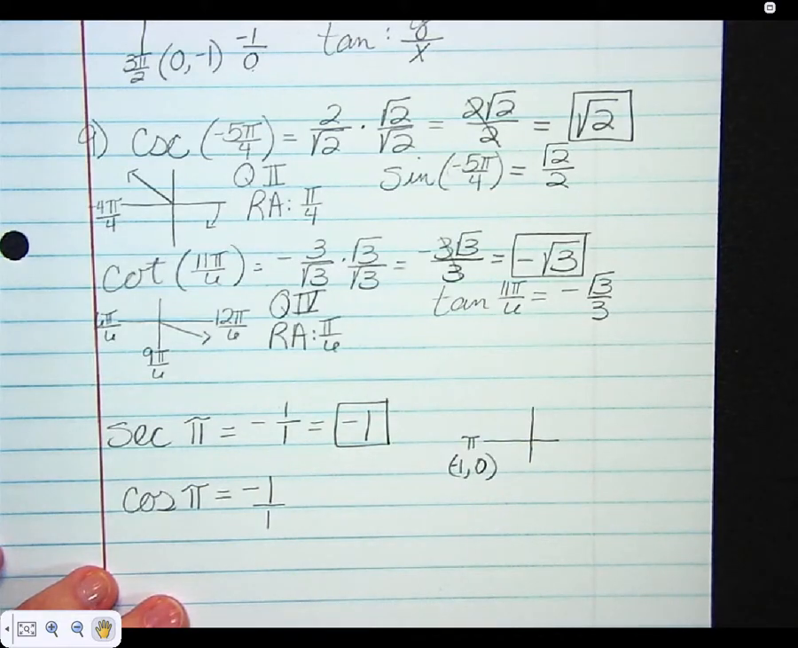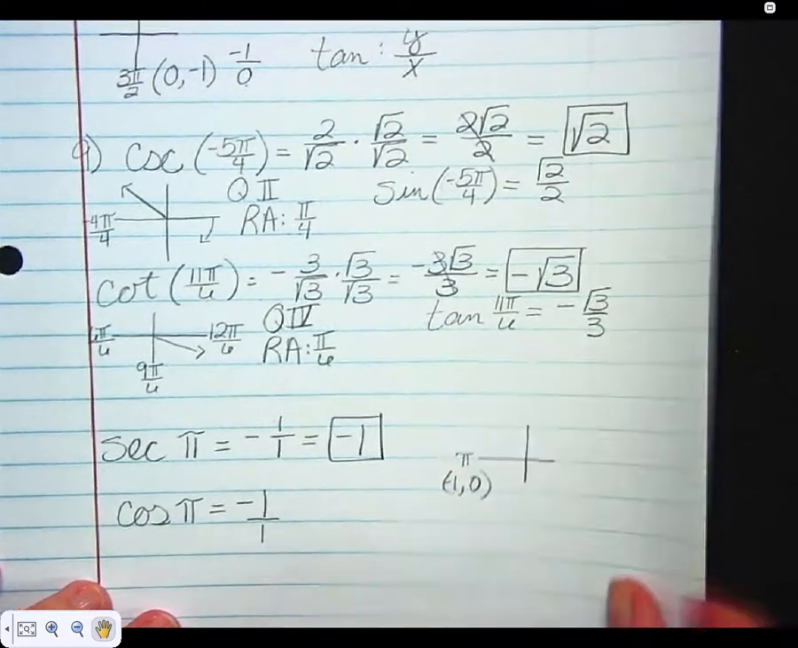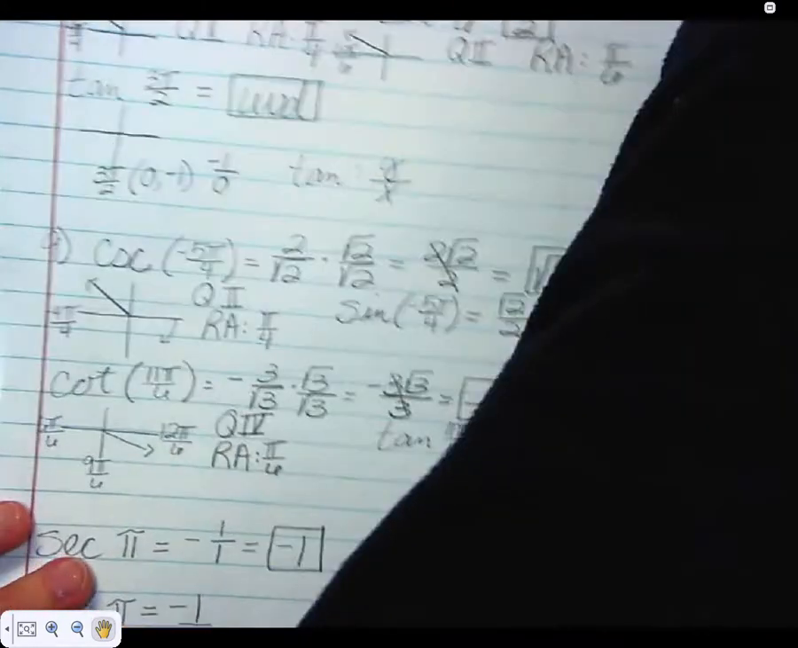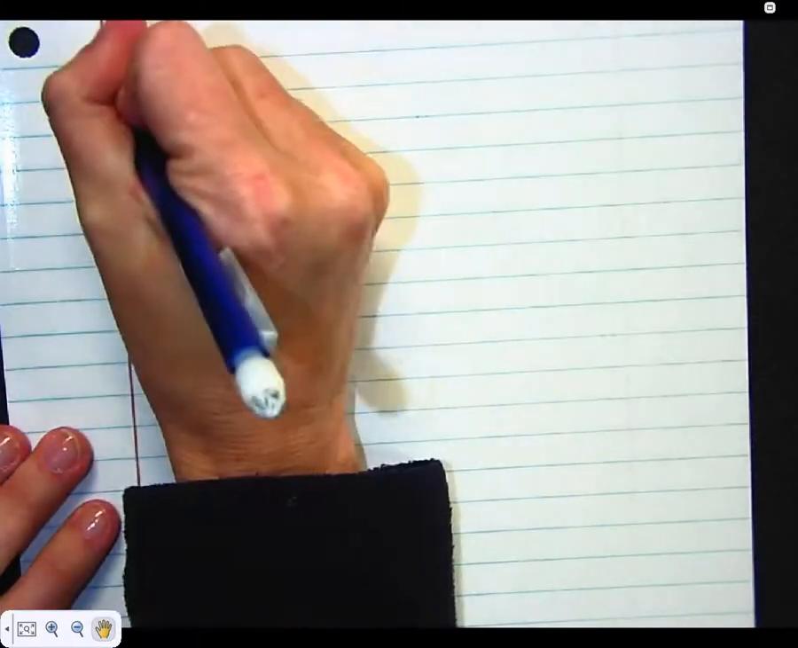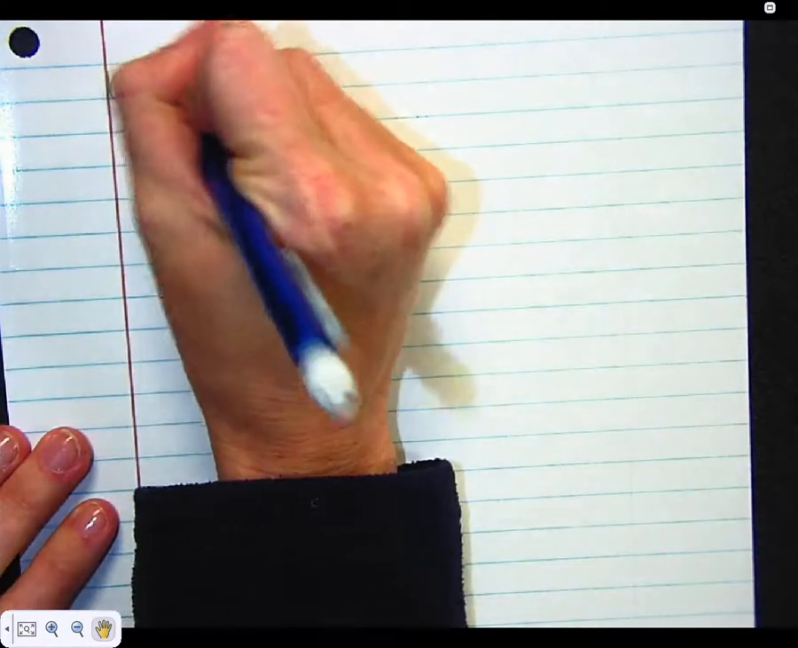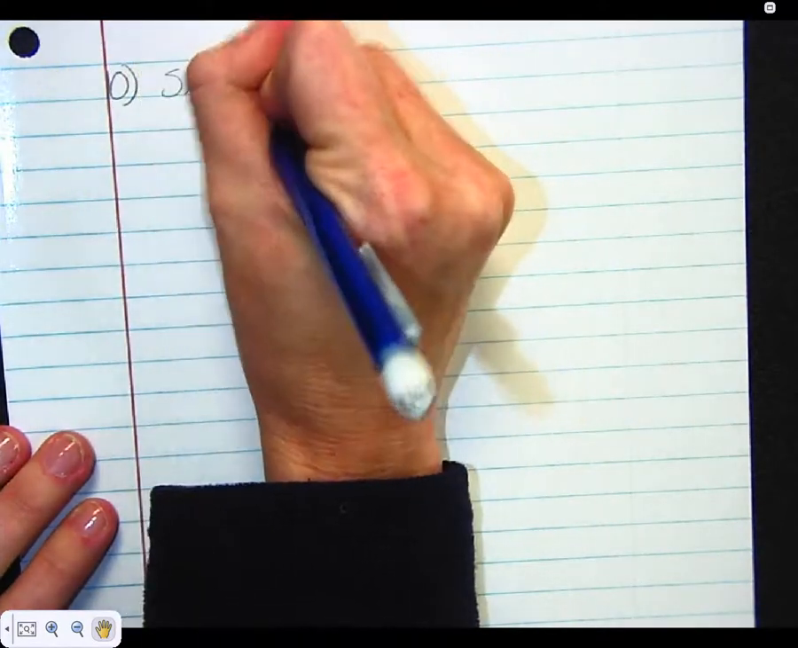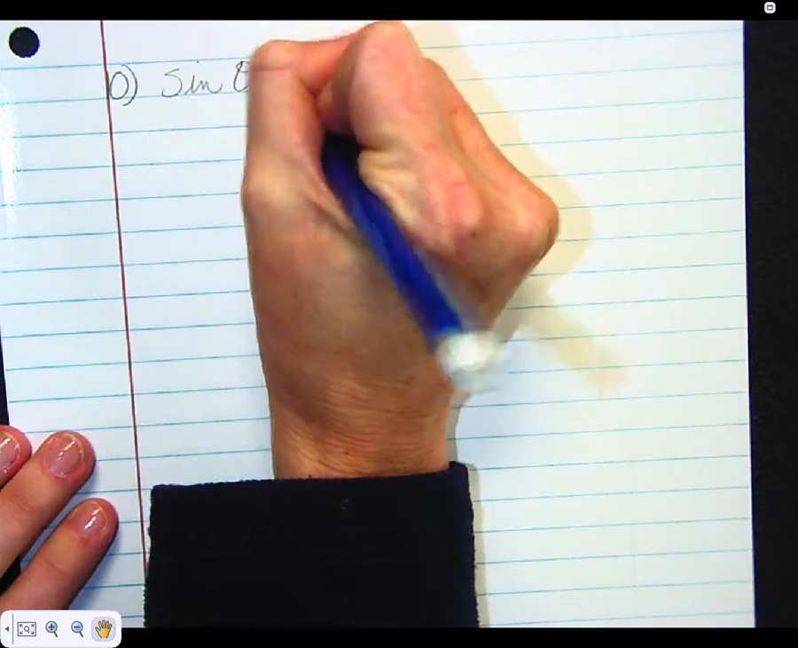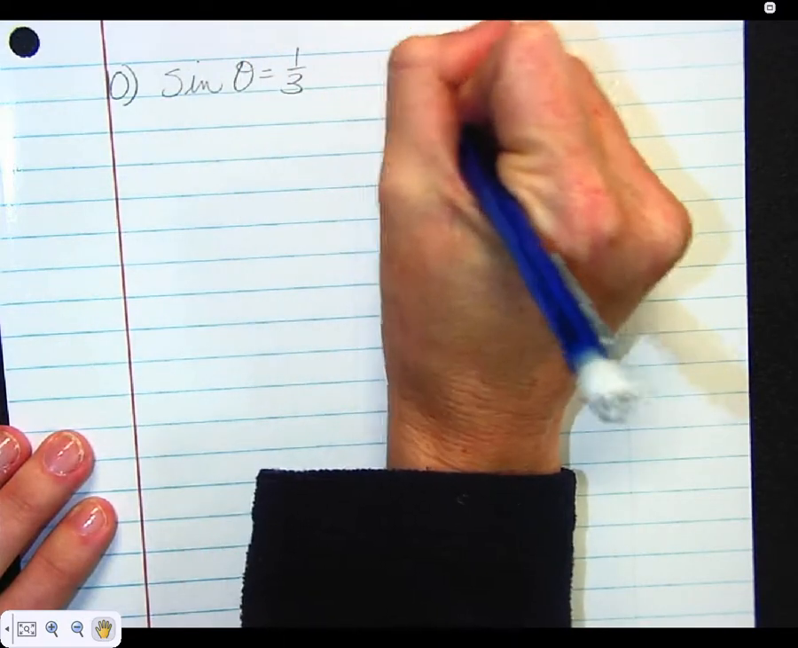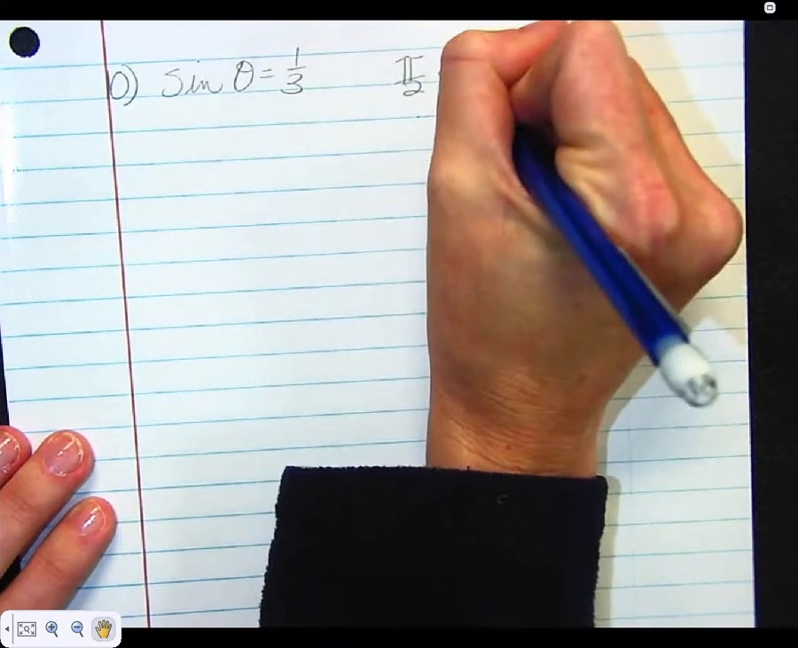All right, on number 10, we are given a sine value, and we are told which quadrant to draw that in. So we're done with quadrant 1 on our unit circle for just a few minutes. I'm going to move that out of the way, and we will take a look at number 10. On number 10, they tell me that the sine of theta is 1/3, and they're telling me to draw my triangle between pi over 2 and pi.